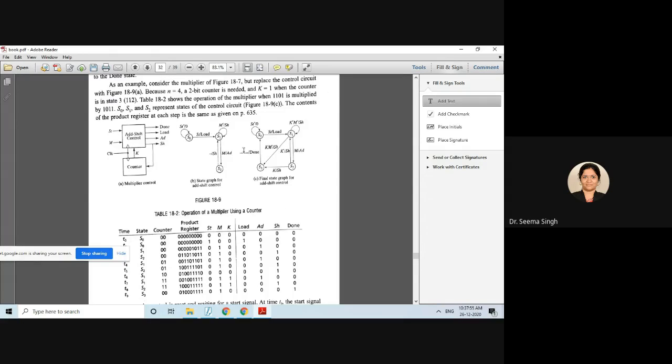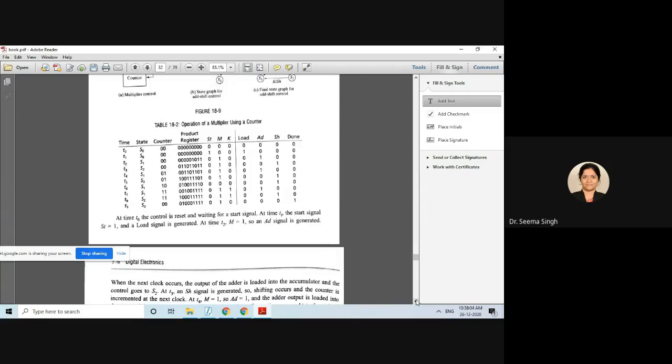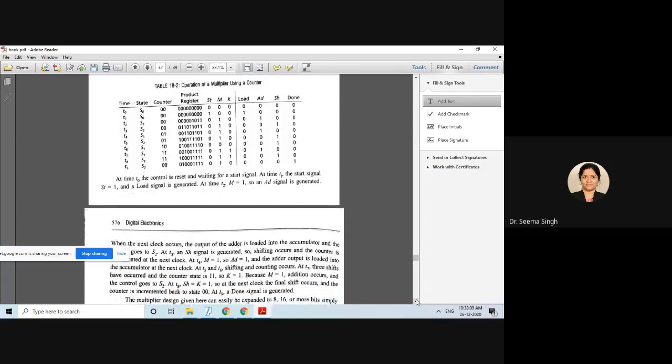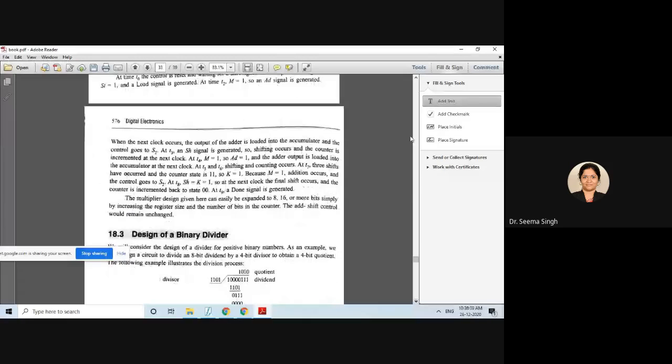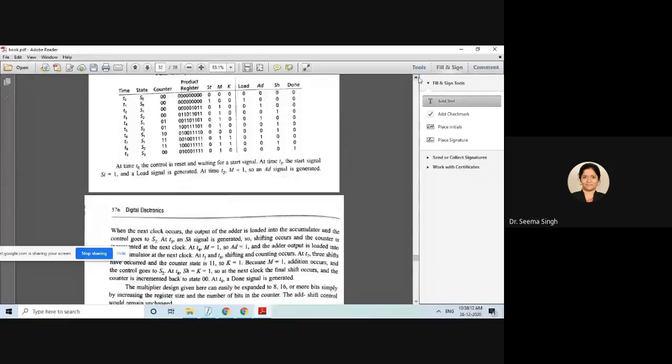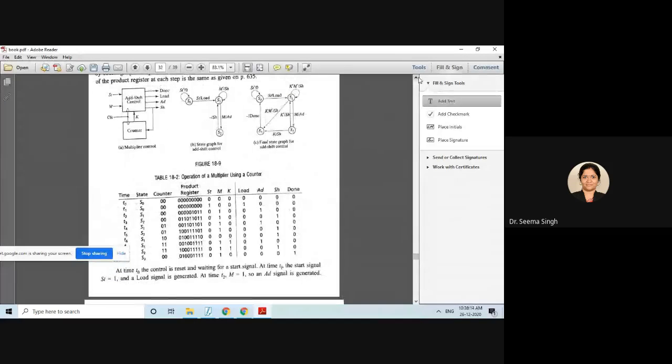And then what happens? Your S0, S1, S2, S3 is written here. And they have shown it with one example, which you can also check after doing your revision as homework of whatever I have taught you now. Okay, so try to understand this one example of the multiplier.